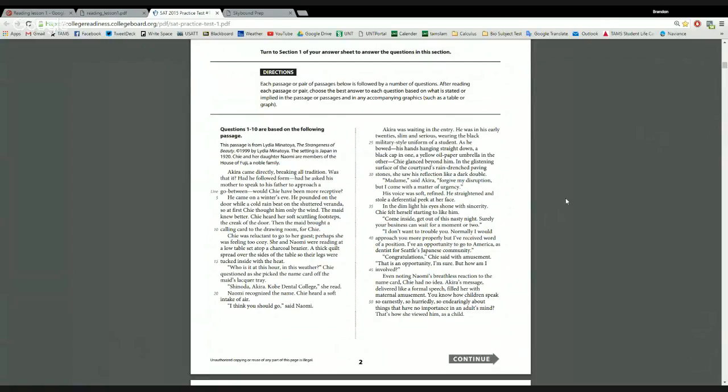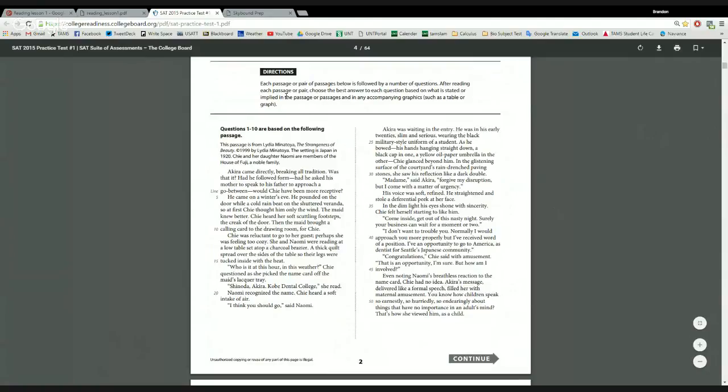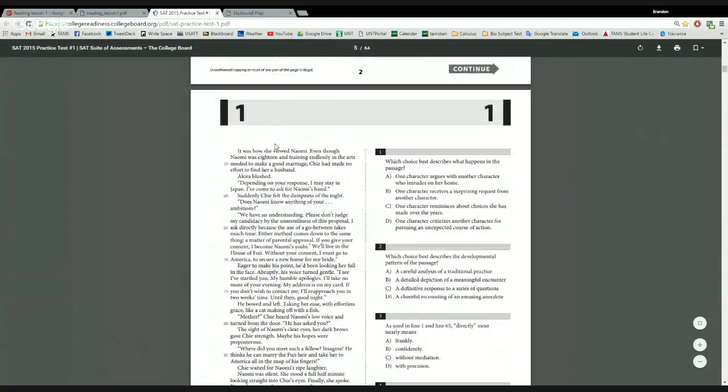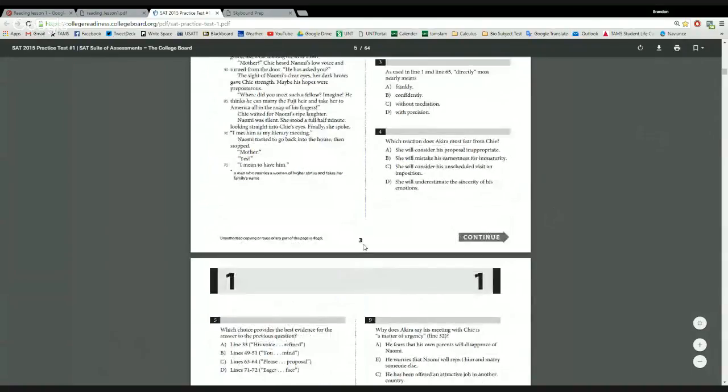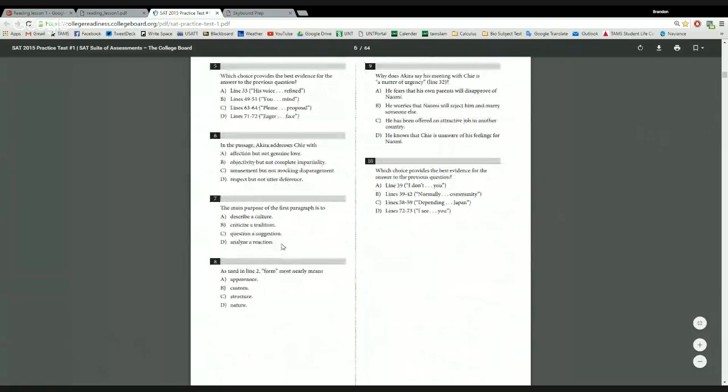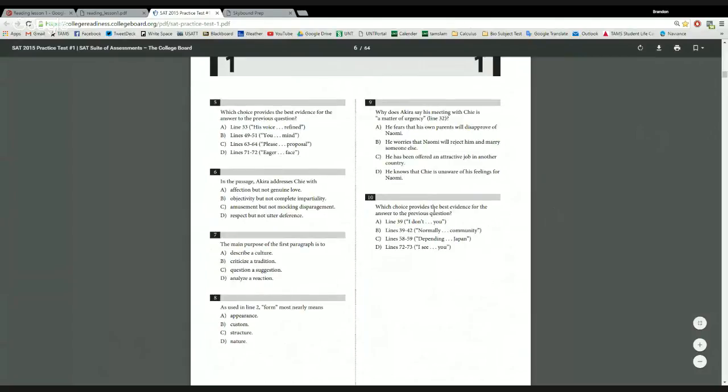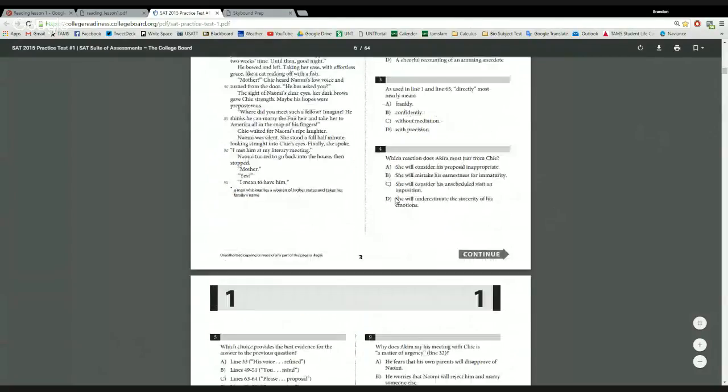All right. So here we have passage 1 of the first practice test. Like I said, we're going to plot the questions. We actually talked about this at the beginning. So we're going to mark question 3, 7, 8, 9, and 10 is actually connected to 9, so we can answer that as well.